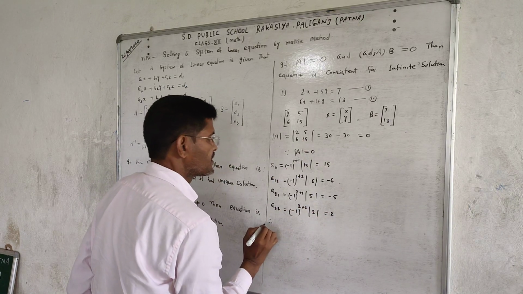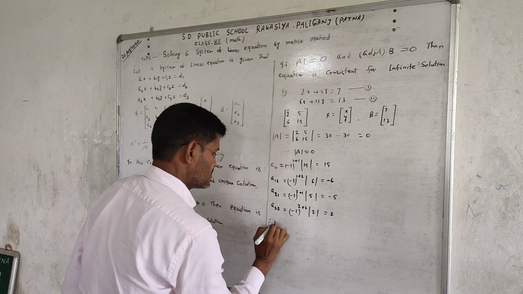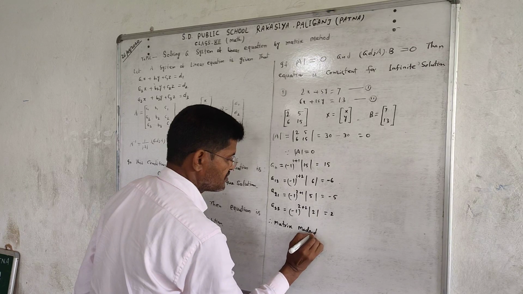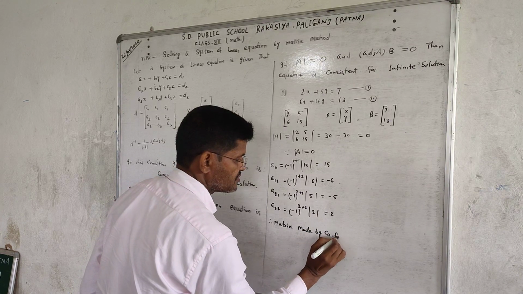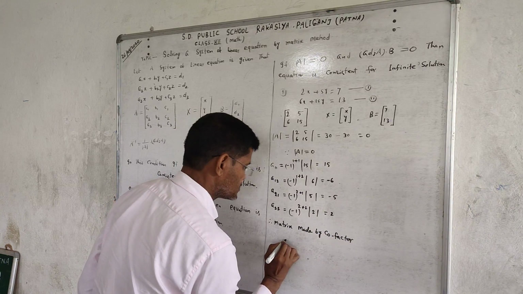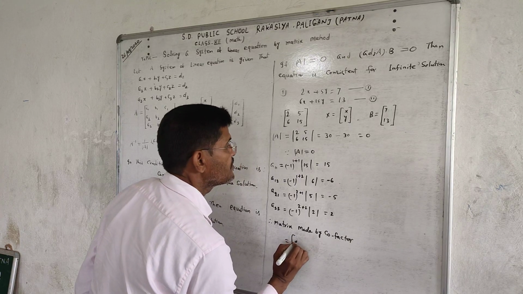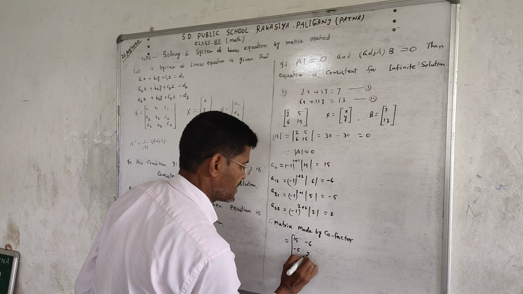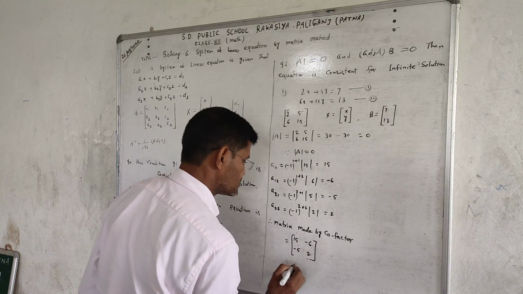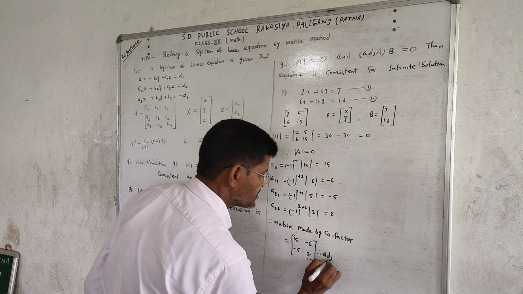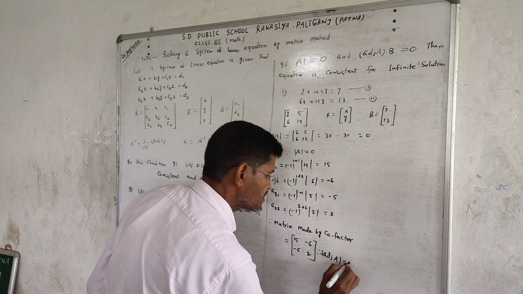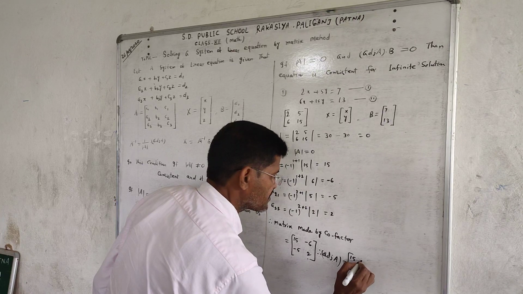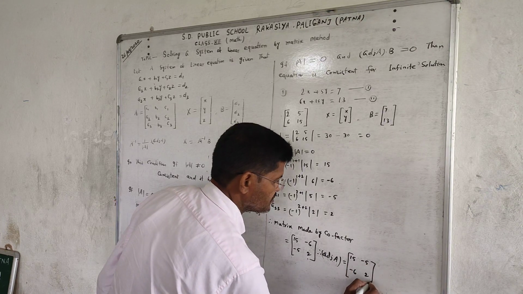Therefore, the matrix made by the cofactors is 15, -6, -5 and 2. Hence, adjoint of A is equal to 15, minus 6 and minus 5, and 2.